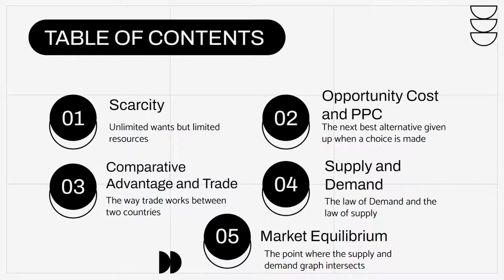So here is the table of contents, or the concepts we're going to learn in this unit. The first one is scarcity, then we move on to opportunity cost and the production possibility curve. Then we look at comparative advantage and trade, then the concepts of supply and demand, and market equilibrium is the final one, which actually connects the concepts of supply and demand.